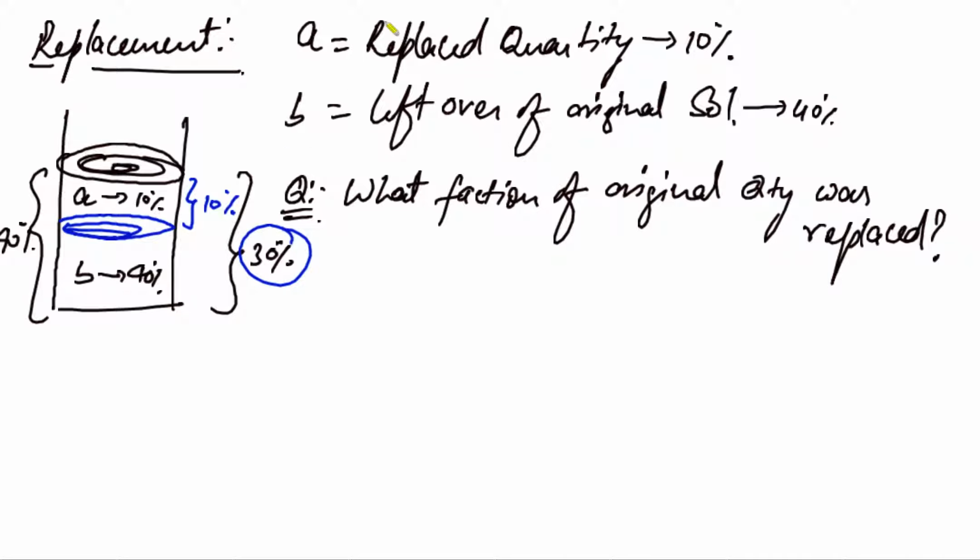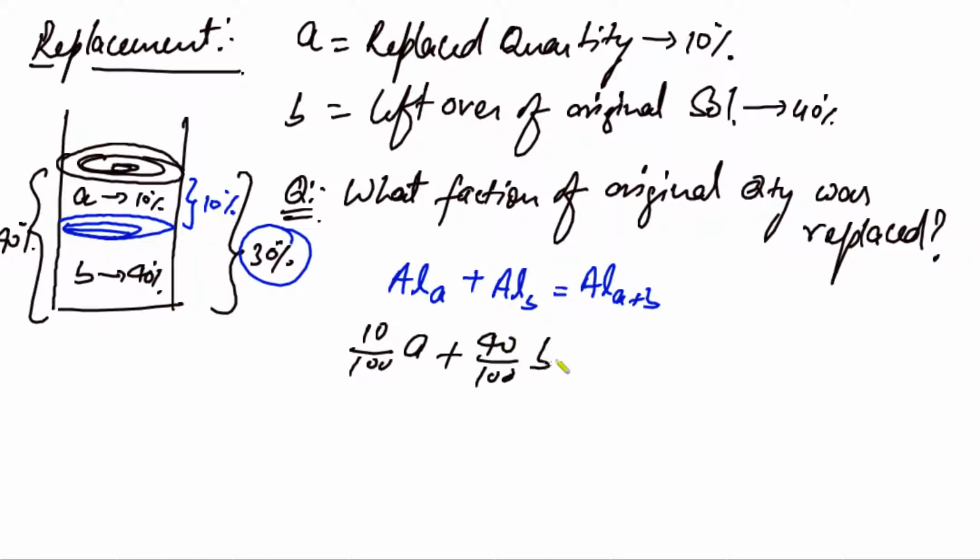So once again we make the equation like we did in the previous case, which is the alcohol content of A plus alcohol content of B should be the alcohol content of A plus B. We always have to make the equation on one of these constituents. Here the alcohol is the one on which we are making the equation. So the alcohol in A is again 10% of A, alcohol in B is 40% of B, and alcohol in A plus B will be 30% of A plus B.